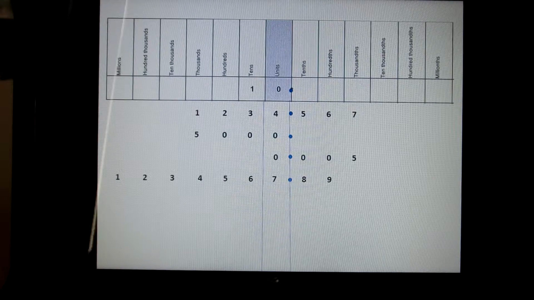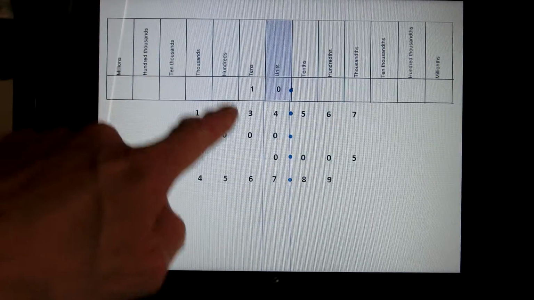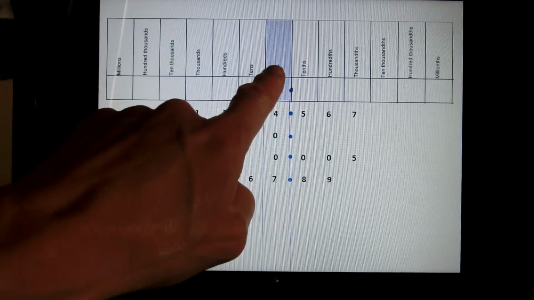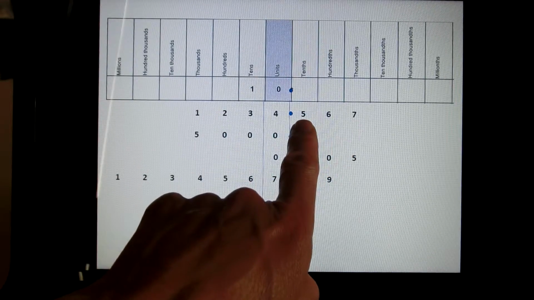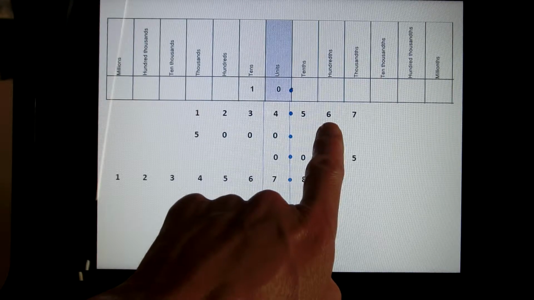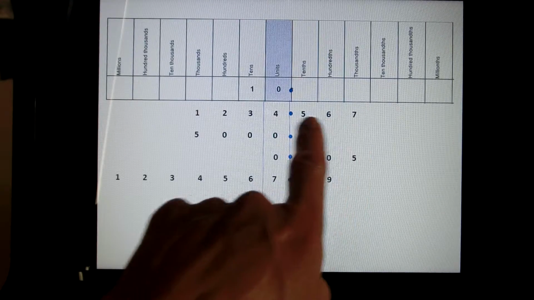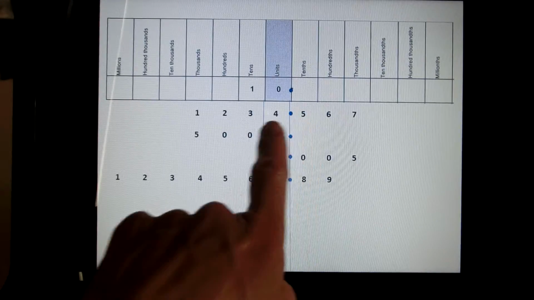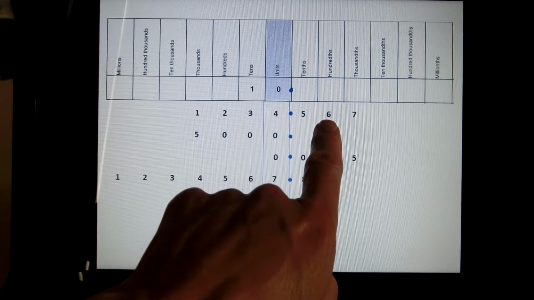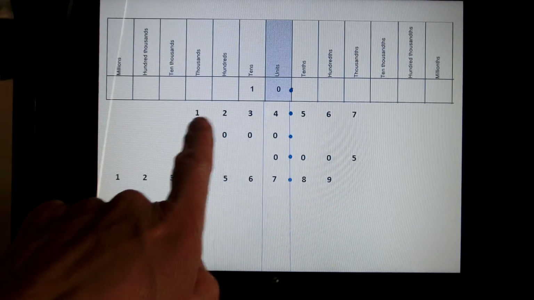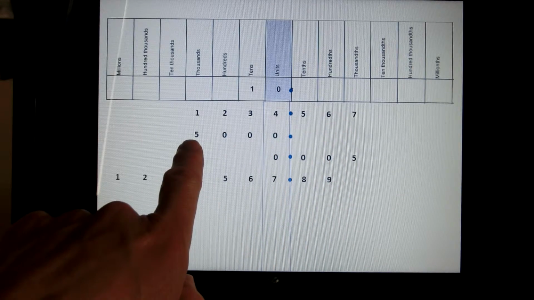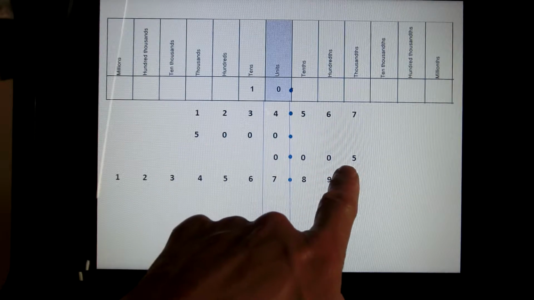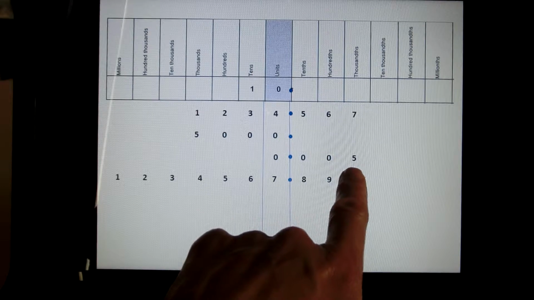So the first number here is 1,234.567. So the 5 is in the tenths position, that's in the hundredths position, and that's in the thousandths position. So it's tens, tenths, hundreds, hundredths, thousands, thousandths. This number here is 5,000. This number here is 5,000ths.